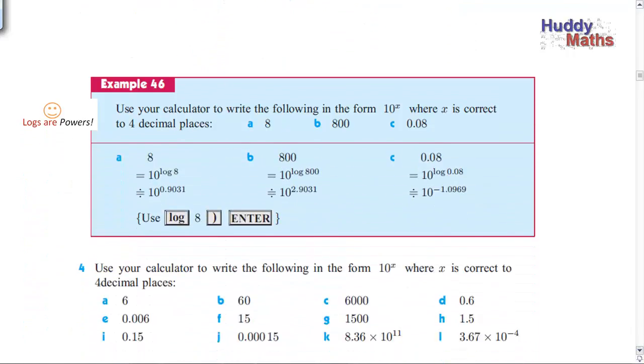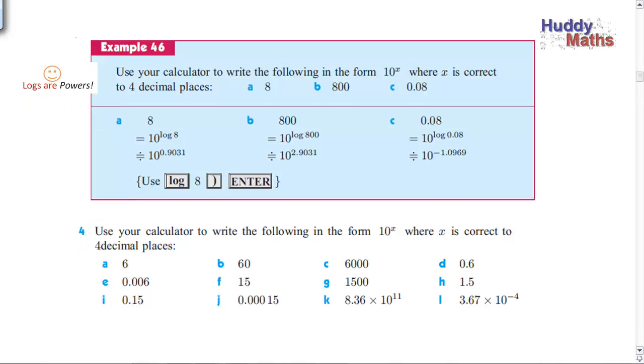Let's have a look at some more things that we can do. Logs of powers. Use your calculator to write the following in the form 10 to the x, where x is correct to 4 decimal places, because these are not straight powers of 10, and we used logarithms. That's how we discovered logarithms, wasn't it? In trying to solve exponential equations, we couldn't write them as easy powers of a base. So what is 8 as a power of 10? Well, remember, logs are powers, so you'll have to look up the log of 8 and make it the power of 10. This is going backwards now.